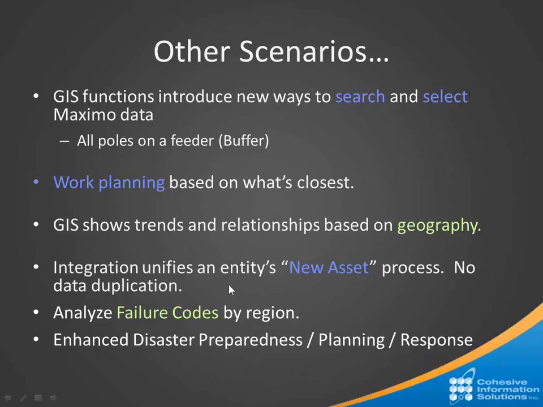One of the areas that we've seen with other customers is that we're going to start to integrate the new asset process. So at a lot of places, you've got the work that comes back from the field, the as-built drawings that come back from the field. Well, in the past, I had to enter that data into GIS and update my maps, and I had to go set up a new asset in Maximo and give it all of its attributes in Maximo. Well, now with the spatial integration, I can unify that process and only have one point of entry for that data. Failure codes by region, I think we've talked about that. Enhanced disaster preparedness and response. So like we mentioned earlier, I can start to bring in other data streams like weather or where population densities are, critical areas that I wouldn't have been able to look at before.